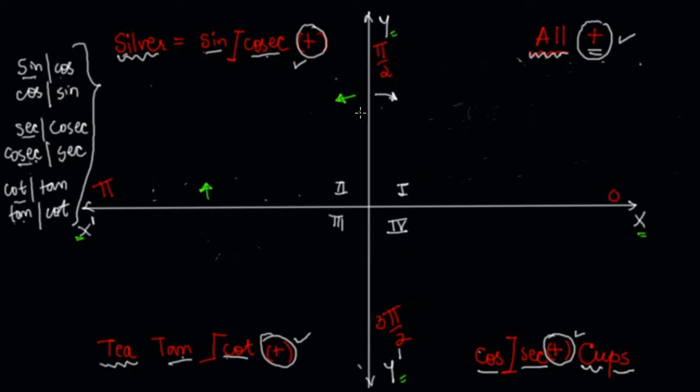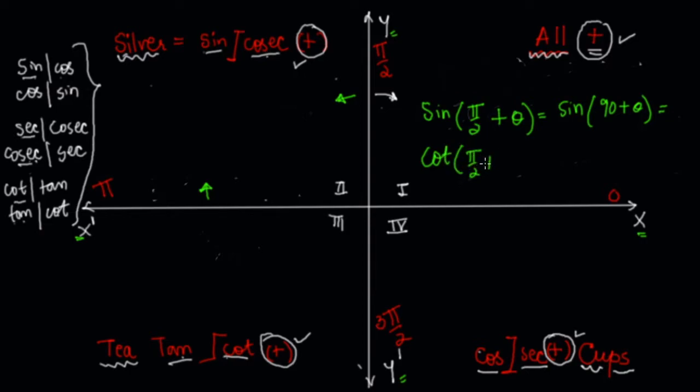Now what you need to remember is, if I tell you what is sine of pi by 2, which is my vertical line, plus theta, that is as good as telling you what is sine of 90 plus theta. And why take sine all the time? What is the answer for this? We don't know. Or let's take cot of pi by 2 plus theta, which can be rewritten as cot of 90 plus theta.